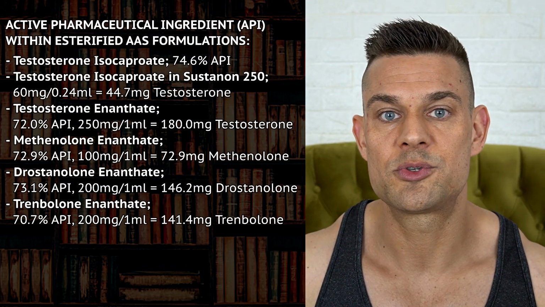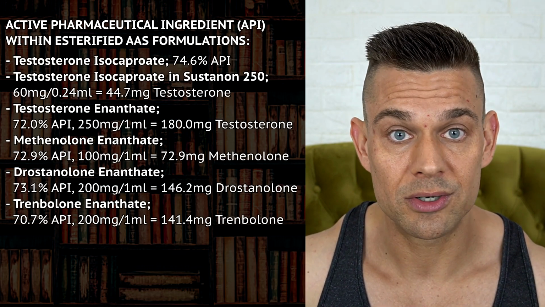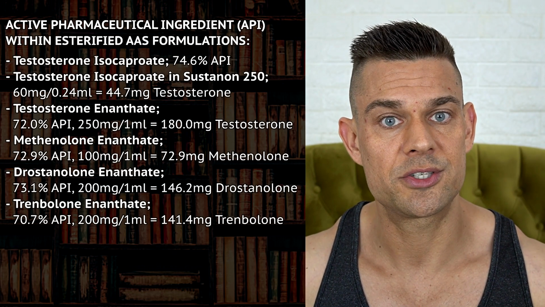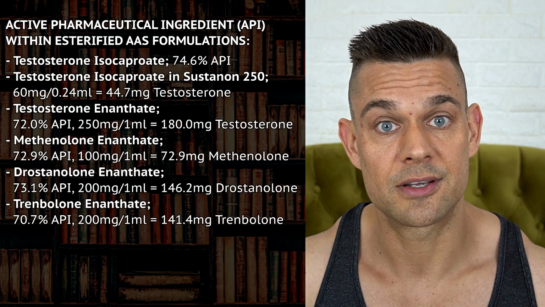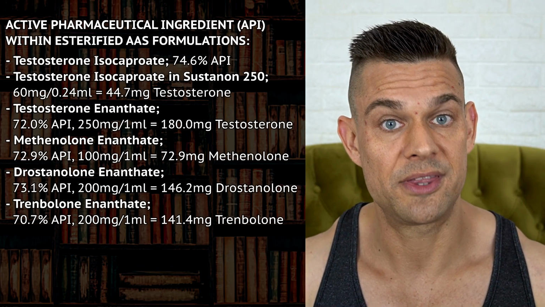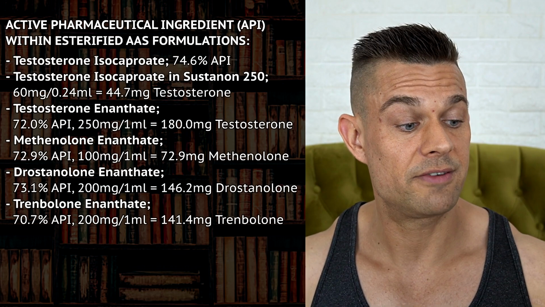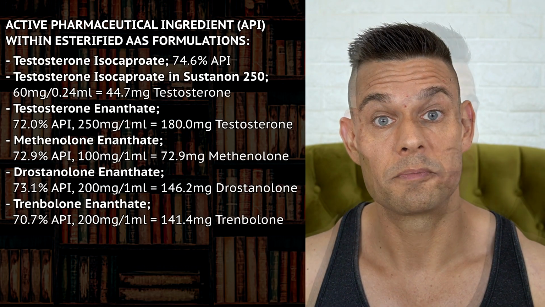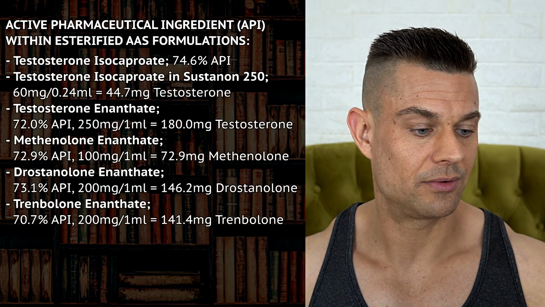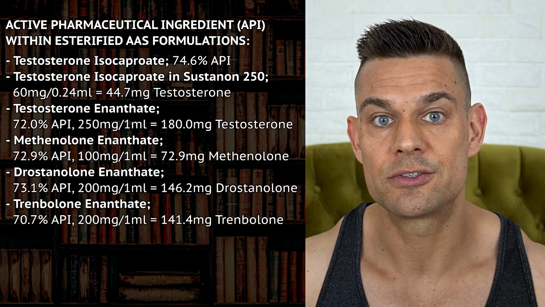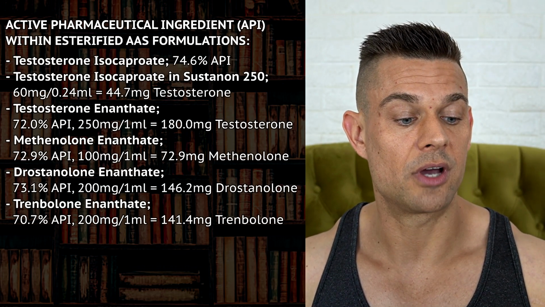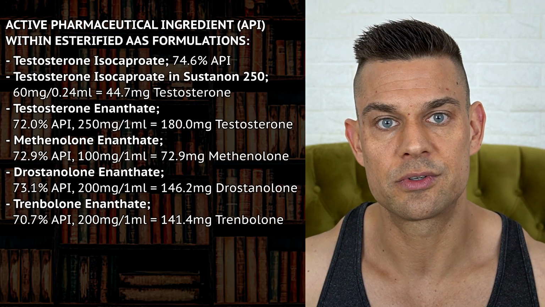That means 100 milligrams per 1 milliliter primobolan, Rimobolan for example, Bayer Rimobolan, the best methenolone enanthate you can probably purchase, given that it's legitimate and not counterfeit. 100 milligrams per 1 milliliter methenolone enanthate will yield 72.9 milligrams methenolone. Drostanolone enanthate will yield 73.1% drostanolone. But a 200 milligram per 1 milliliter drostanolone enanthate formulation will yield 146.2 milligrams actual drostanolone.